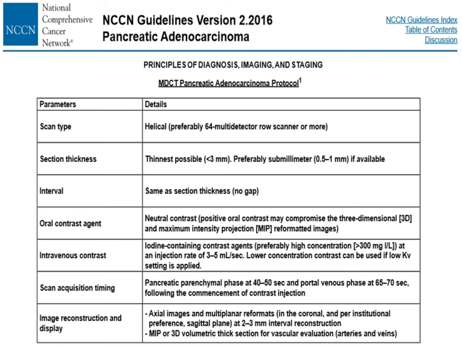These are the National Comprehensive Cancer Network guidelines, NCCN guidelines, in terms of pancreatic protocol CT parameters and principles: the type of scan, the thickness of the sections, and the contrast agents and the intravenous contrast, all of these to achieve a high quality pancreatic protocol CT for proper diagnosis and the staging of pancreatic cancer to determine resectability.